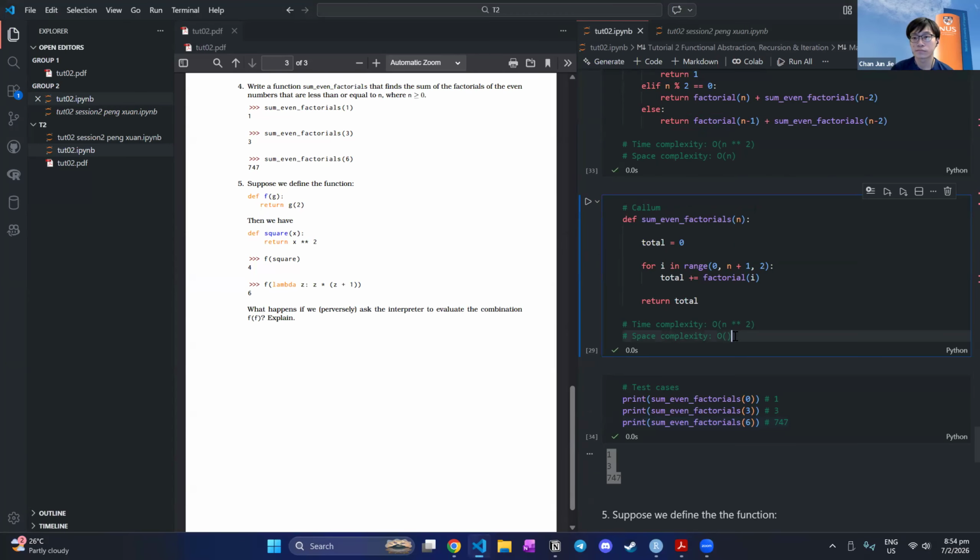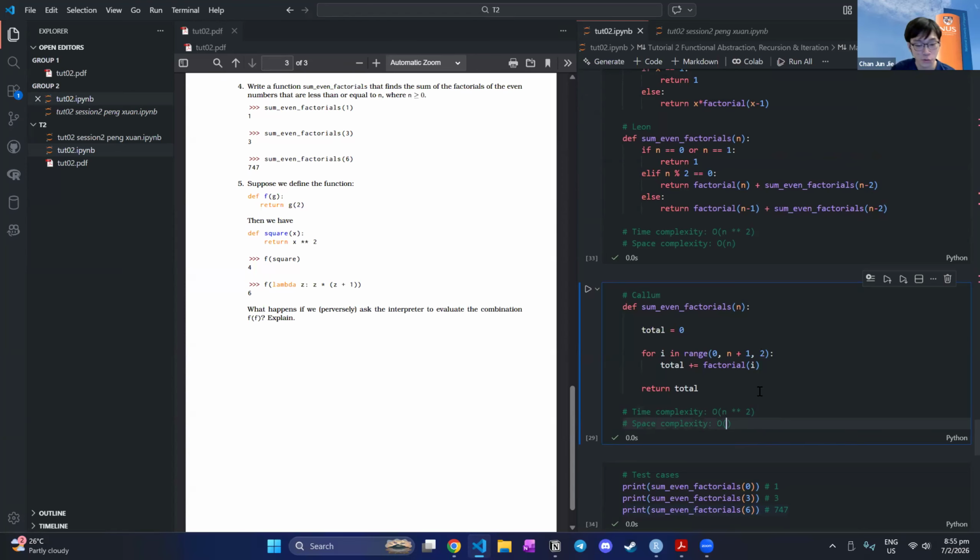And then for space complexity, it's just O(1) because there's no recursion, and it does not accumulate also. Each factorial call uses temporary memory. I don't know if that's a good way to put it, but it does not accumulate. Okay, for this question, actually, it is O(n), but that's because the factorial we use is the recursive way.